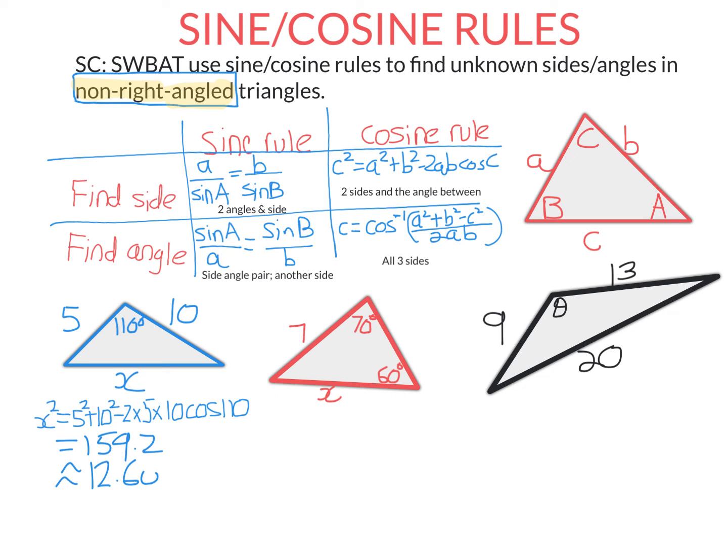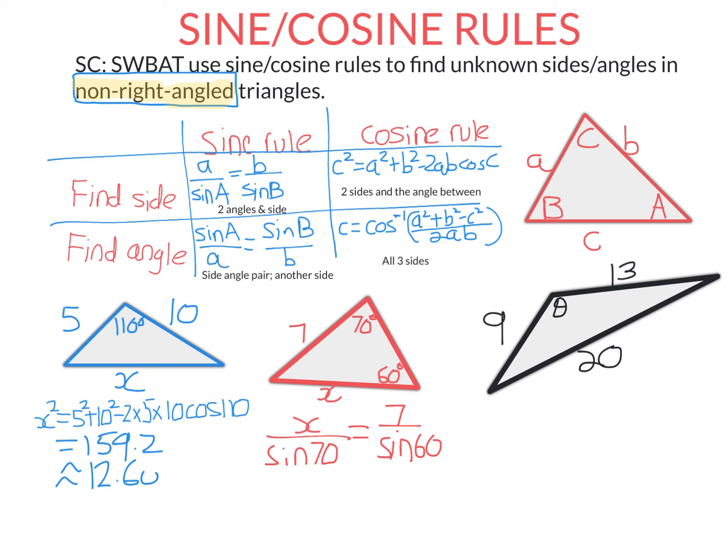All right, let's look at this red triangle now. Again, we're trying to find a side. So what do we have? Well, we have two angles and a side. We have a side angle pair and another angle. So looking at our table, we need to use the sine rule. We can't use the cosine rule here because we don't have two sides.